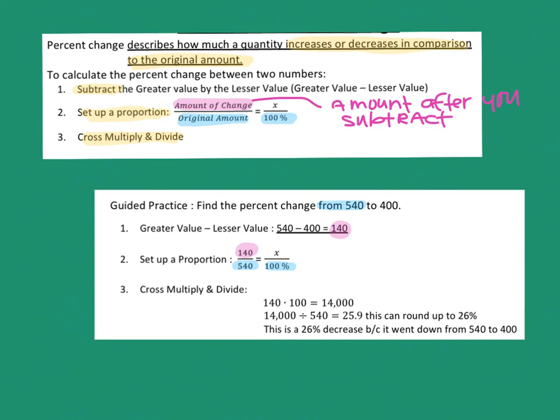Then your next step is we would cross multiply and then divide. So I would multiply these two numbers and then I would divide by my 140. Okay?